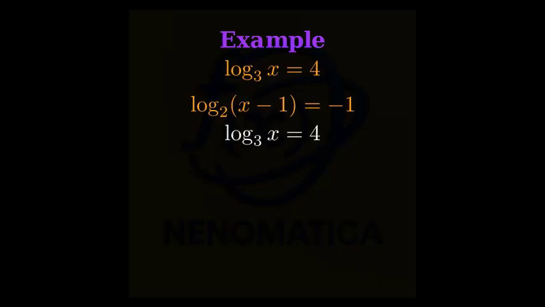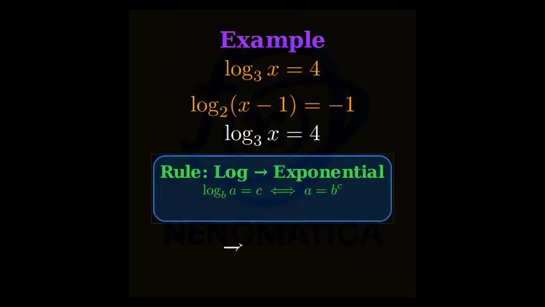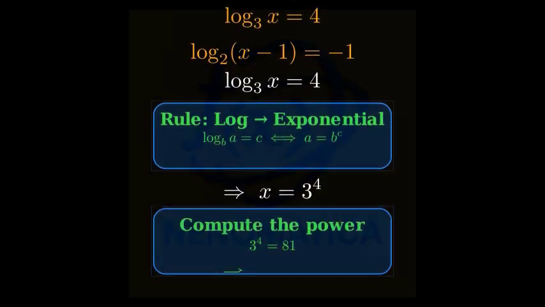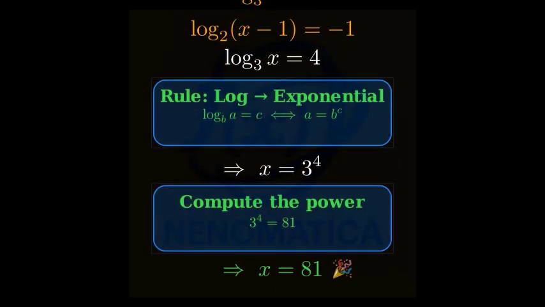Convert the logarithmic equation to its equivalent exponential form using the rule: log base b of it equals c if and only if it equals b to the c. Applying the rule gives x equals 3 to the 4th power. Now evaluate 3 to the 4th as 81. So x equals 81.